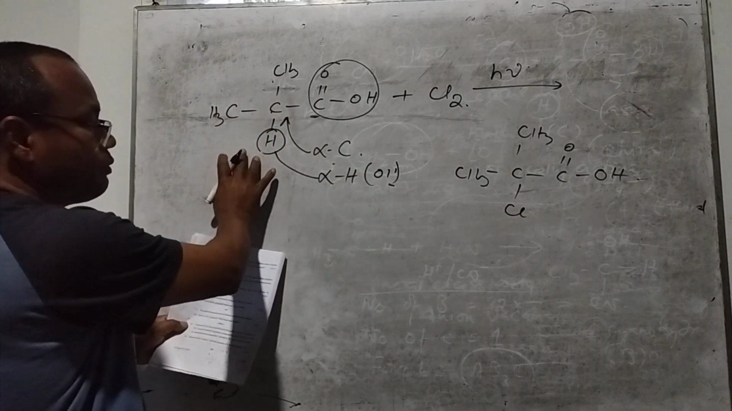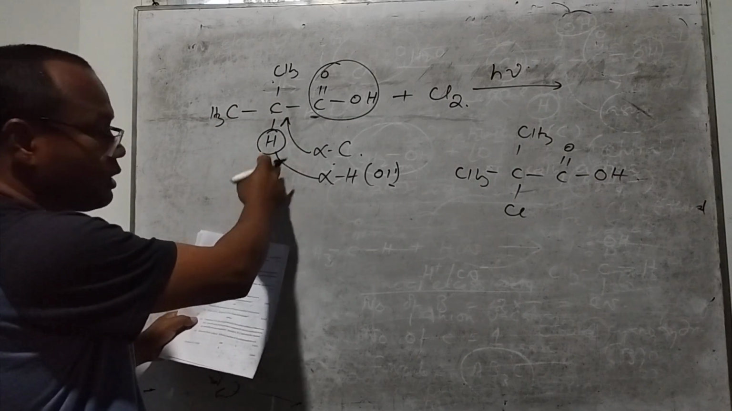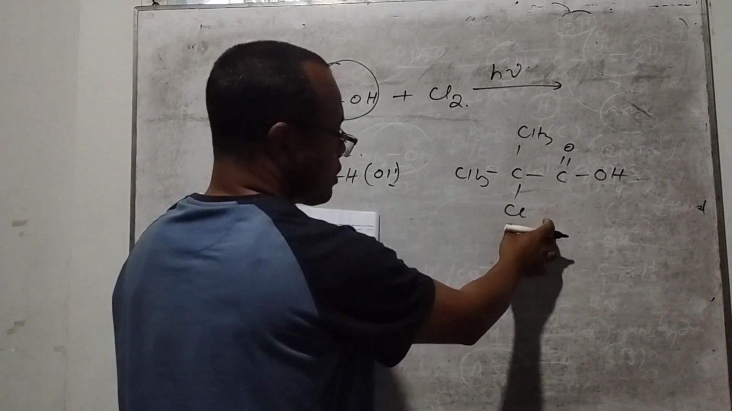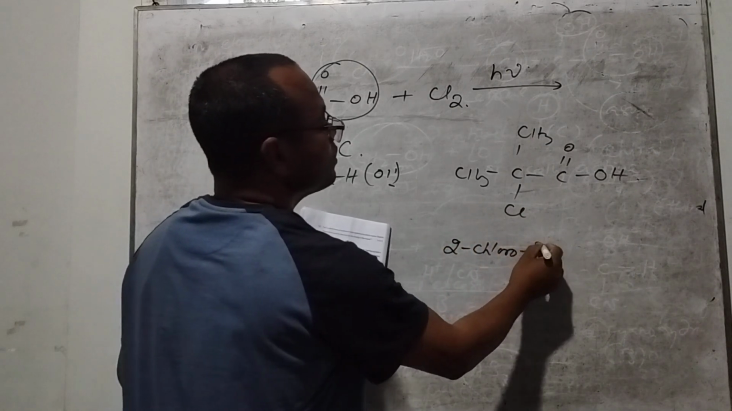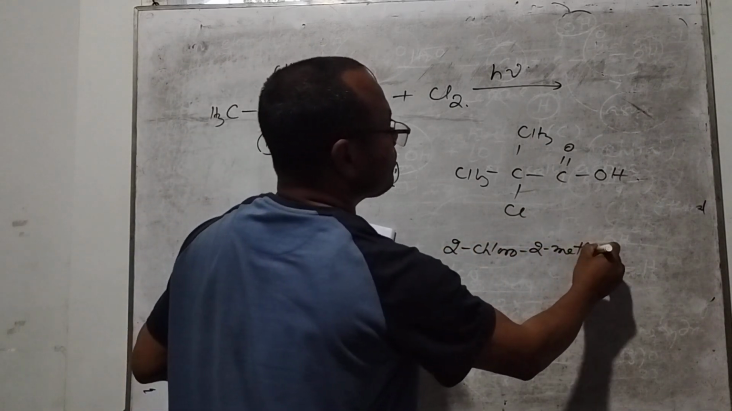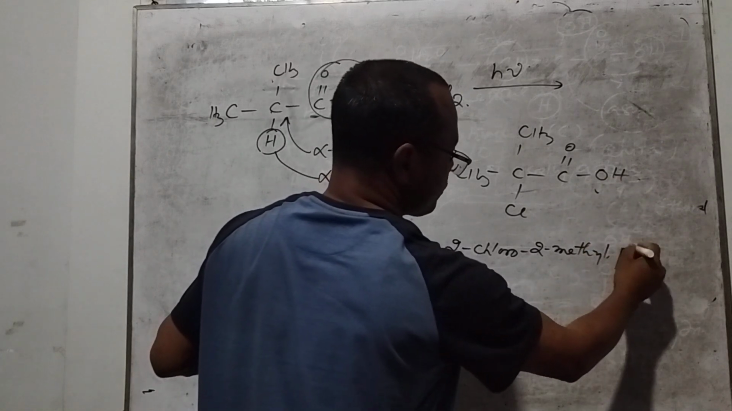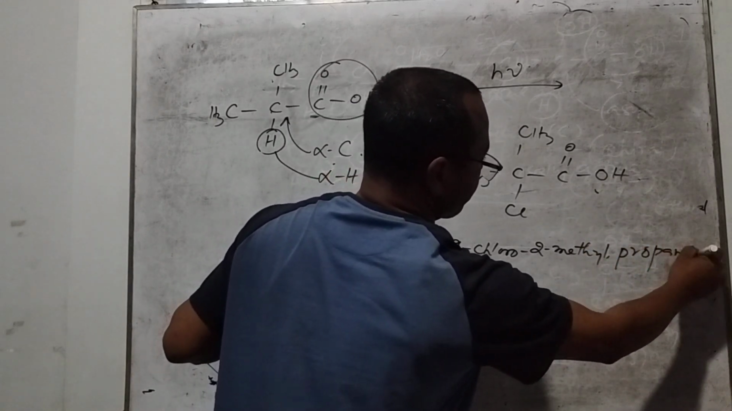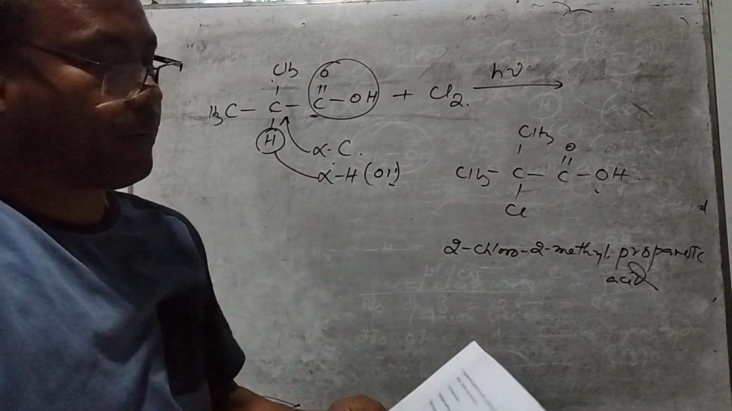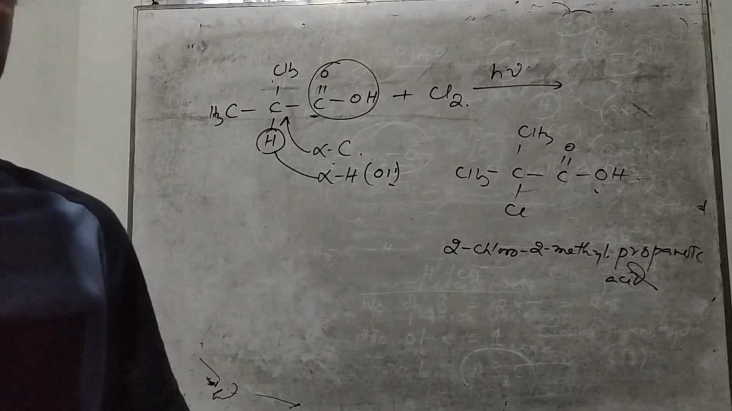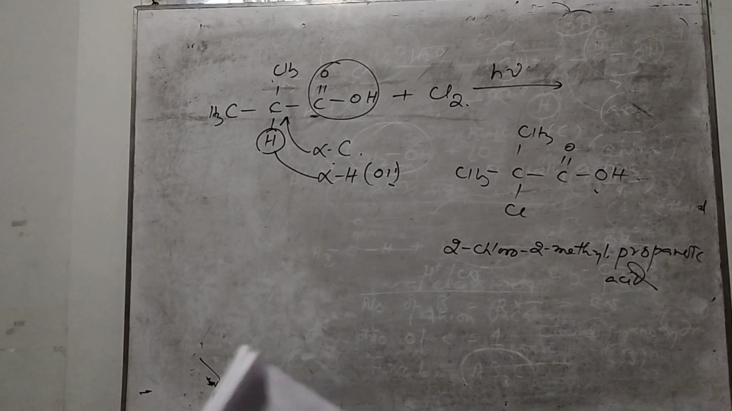So what was the name of this compound? It's already given here, 2-methyl propanoic acid. What is the name of this compound? 2-methyl propanoic acid. So this is the answer of this question, right? Okay. Then we will take another question, that is the OR question.